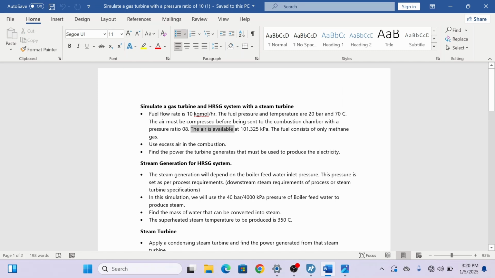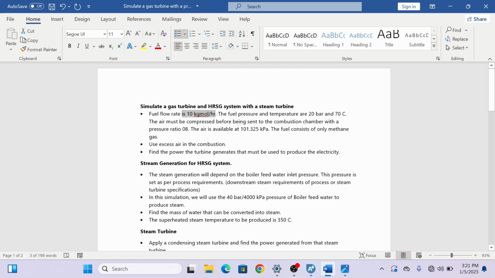The air is available at 101.3. The fuel consists of only methane gas. So now one thing is missing, that is the air flow rate. So you have to find this air flow rate from stoichiometric calculations, that for this 10 kg mole per hour of methane gas, how much amount of air you require.